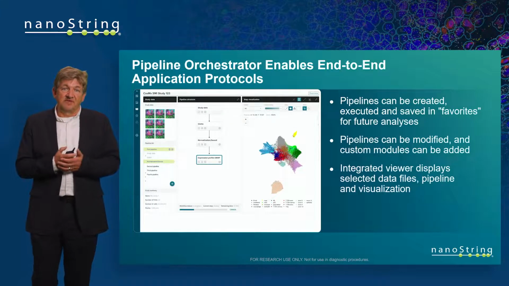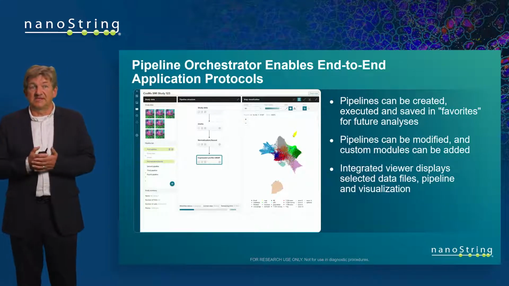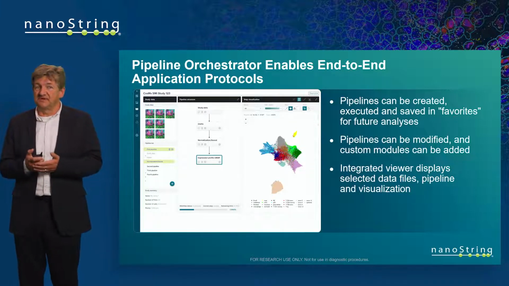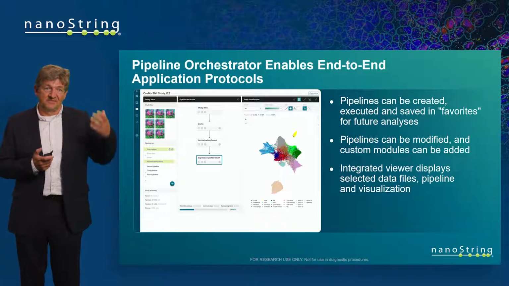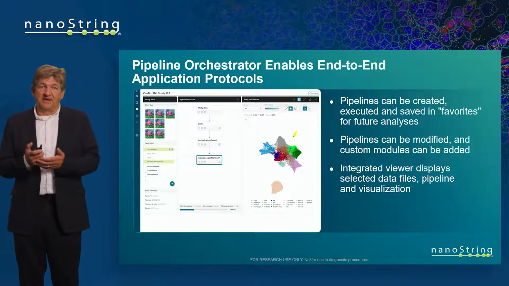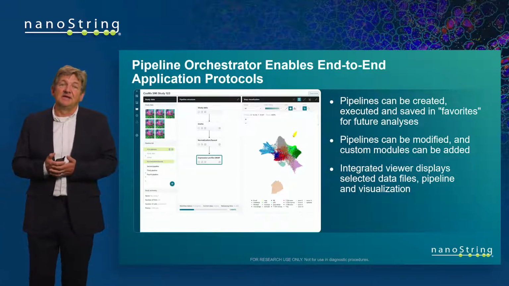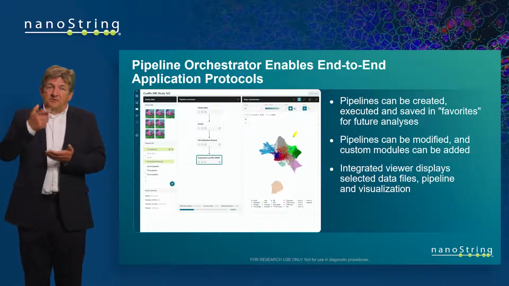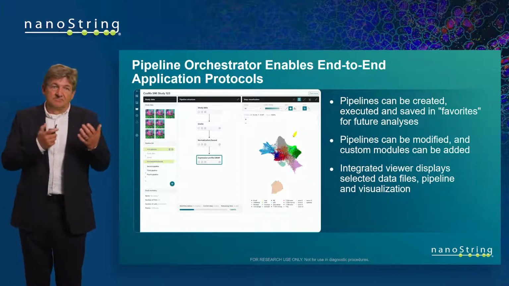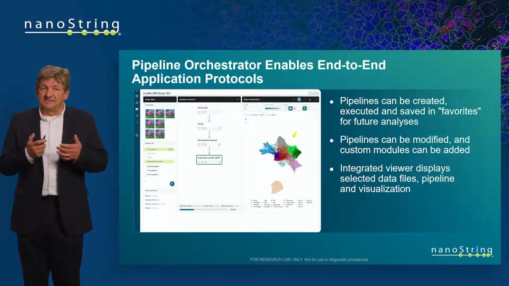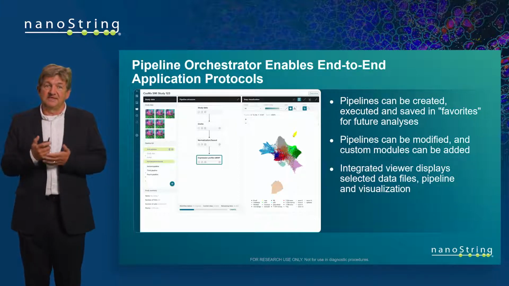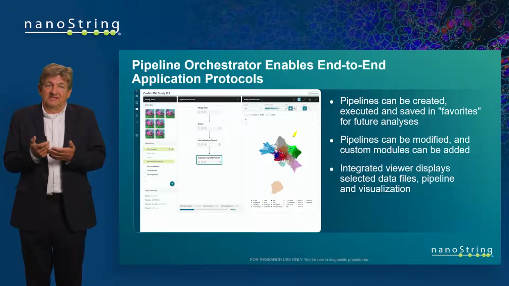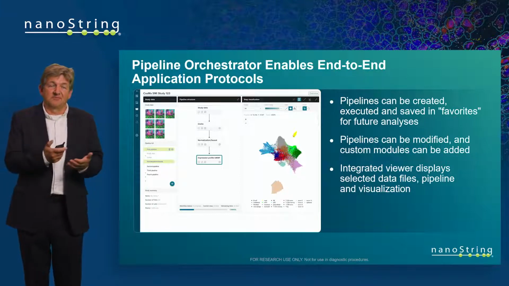And one thing which I'm sure everybody is very interested in is how to analyze the data. And there's a pipeline orchestrator built in there. On the left, you see the data available. Then there's a pipeline orchestrator in the middle, and the results on the right. And you can create your own pipeline. You can save them and just keep using them, optimizing them. But then you can also add custom modules to really add functionality beyond what's coming with the system.